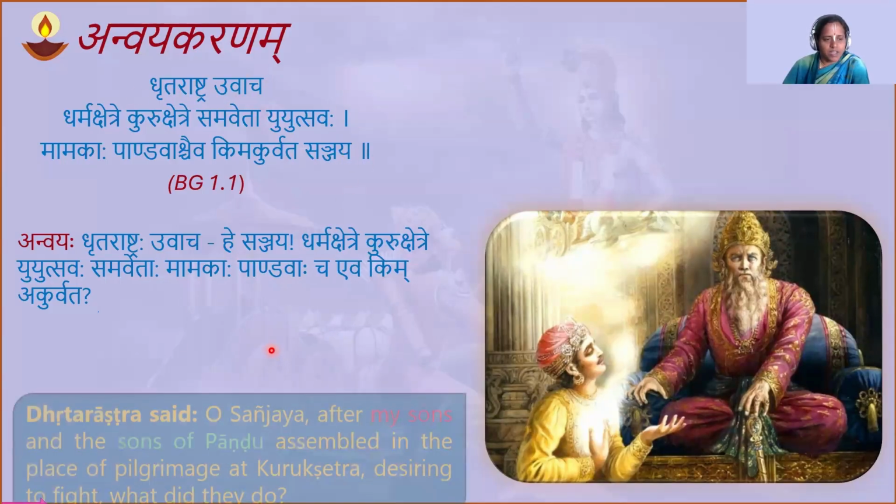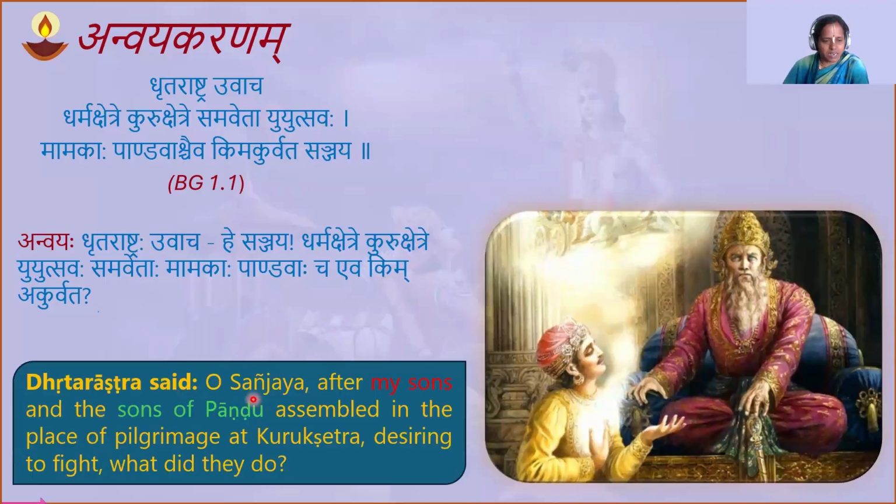Yeah. Okay, good. Now this is Srila Prabhupada's translation. Oh Sanjaya, of course, this is expressed in natural English order. That's why Gauranga also said he would put the words here and there. Oh Sanjaya, after my sons and the sons of Pandu assembled, this is Samavetaha, in the place of pilgrimage at Kurukshetra. So this is Dharmakshetre Kurukshetre, Yuyutsavaha, desiring to fight, what did they do? Got it? All the words are included here. So we are able to say the prose order with a simple shloka.